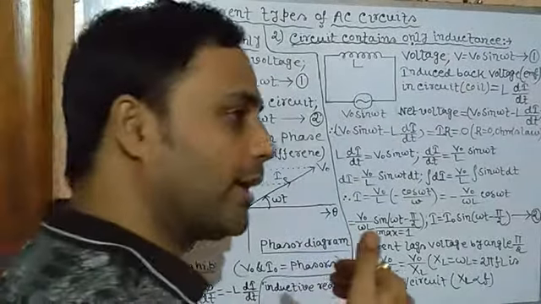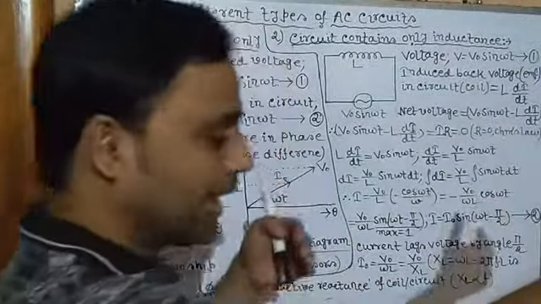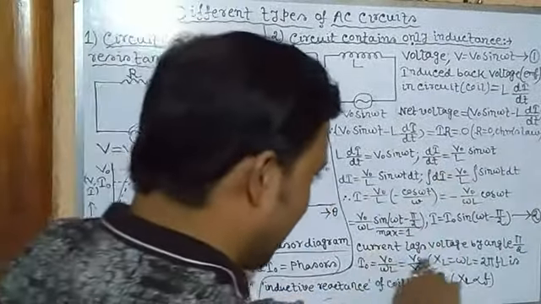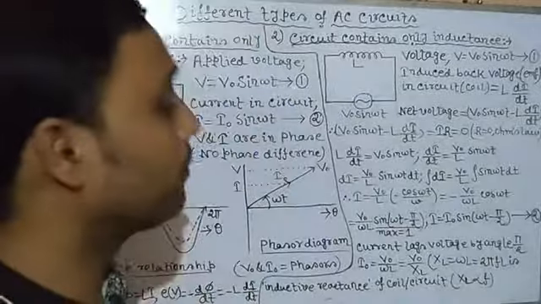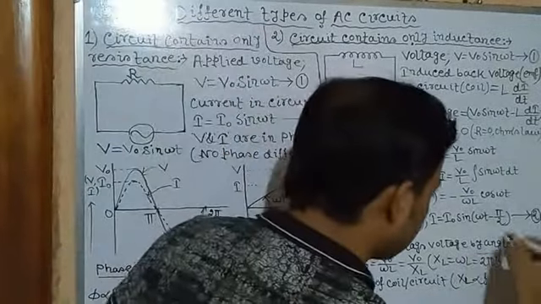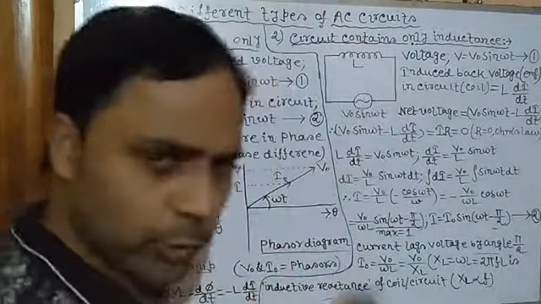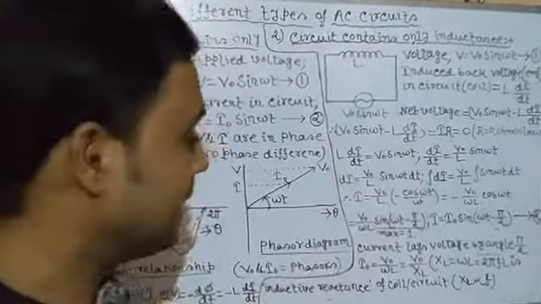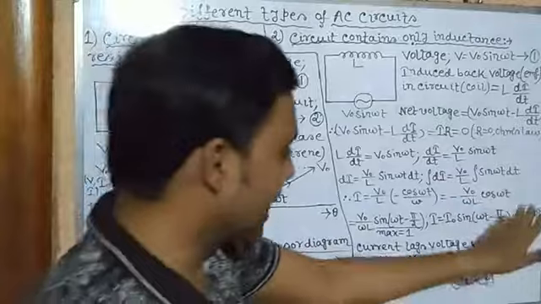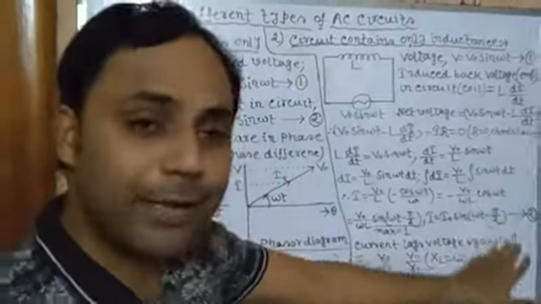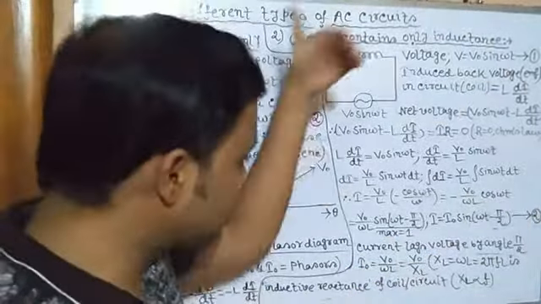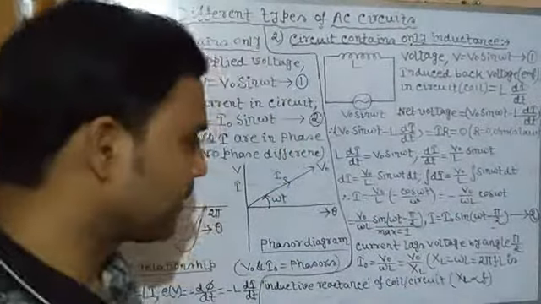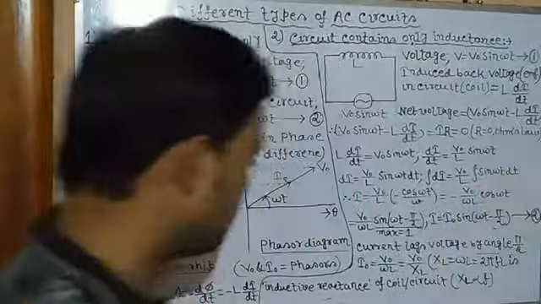Voltage has already reached its maximum value, but the current has not reached it. It is just behind the voltage. So the current lags behind the voltage by an angle pi by 2, because of minus pi by 2. If it was plus pi by 2, then we could say that the current is leading the voltage. In this case, the current is lagging behind the voltage by an angle pi by 2, or we can say the voltage is leading the current by an angle pi by 2. Both are the same.